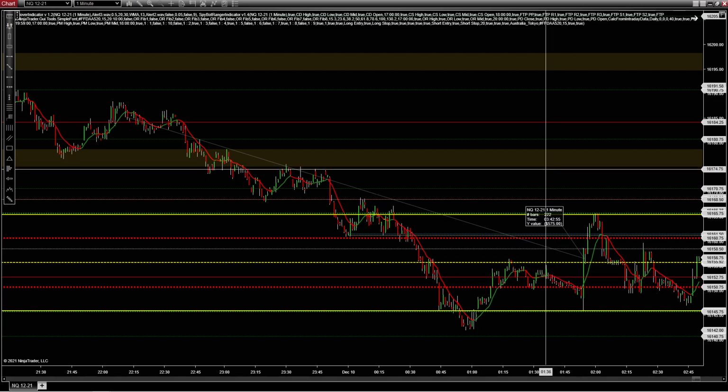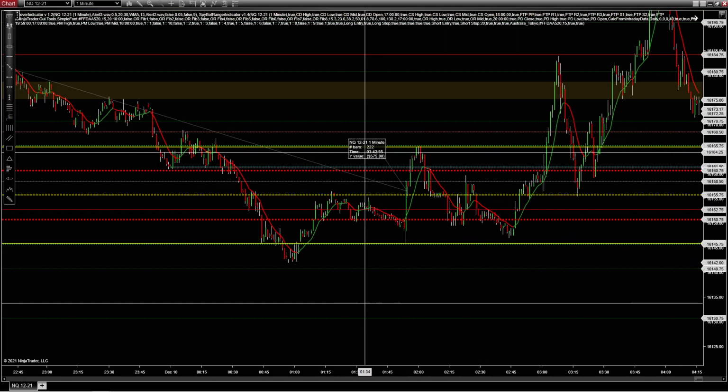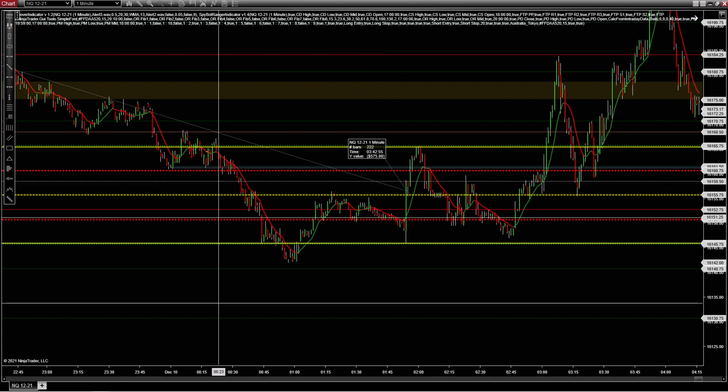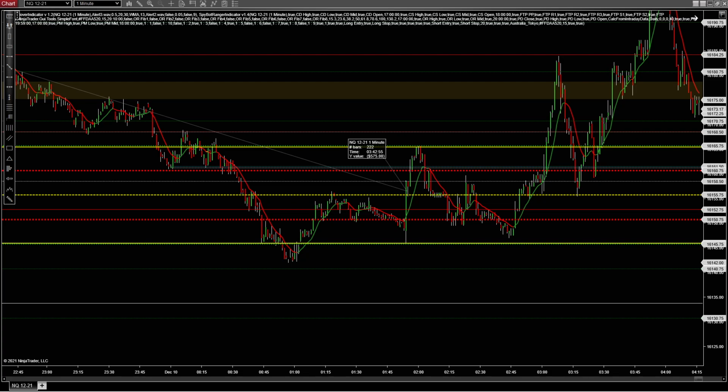So, it depends on what market you're going to trade. And if you're going to trade all 5 markets or one of them or whichever, you can pick the one you want.